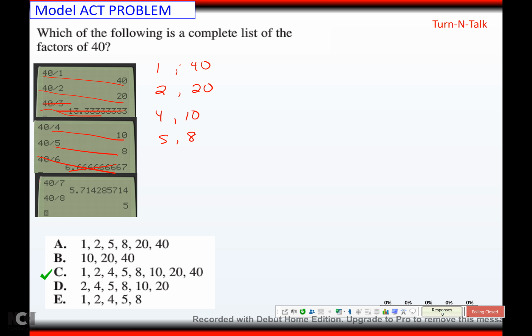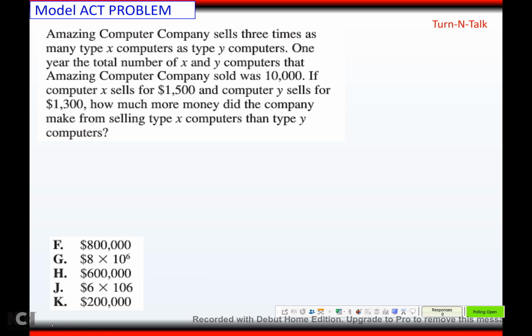Not 6, that's a decimal. Not 7, that's a decimal. And 8 and 5, which I started repeating, so I'm done. Those are all the possible factors of 40. Okay, try this one. Hit pause. Come back when you're ready.